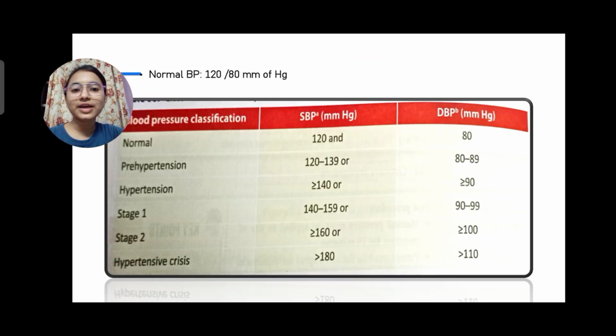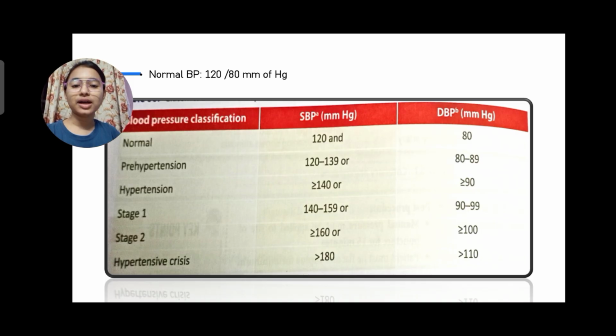Now the classification of blood pressure. We all know the normal blood pressure range is 120 by 80 mm of Hg. Now we call it pre-hypertension when the systolic is 120 to 139 and the diastolic is between 80 to 89.